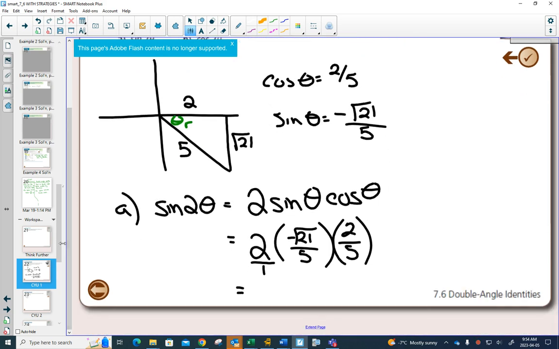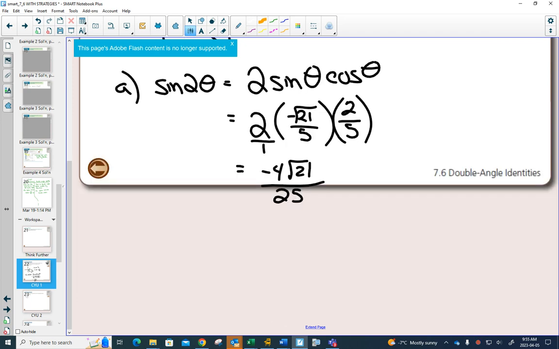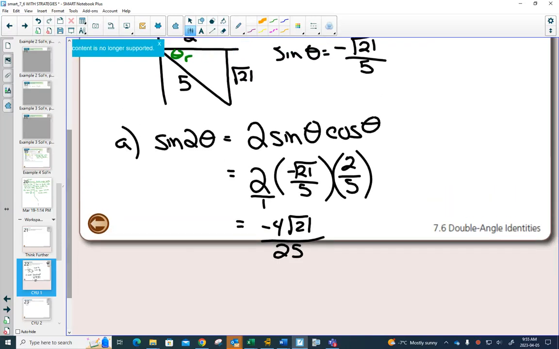And if we multiply this out, this 2 would be 2 over 1. How do we multiply fractions? Multiply the tops, multiply the bottoms. The bottoms will be 25. Tops will be negative 4 root 21 over 25. What you're going to be tempted to do, which you're not allowed to do with these ones, is students are sometimes tempted just to say, well, if sine theta is this, can I just multiply this by 2 to get sine 2 theta? No. The only thing you're going to be able to do is to use your formula.